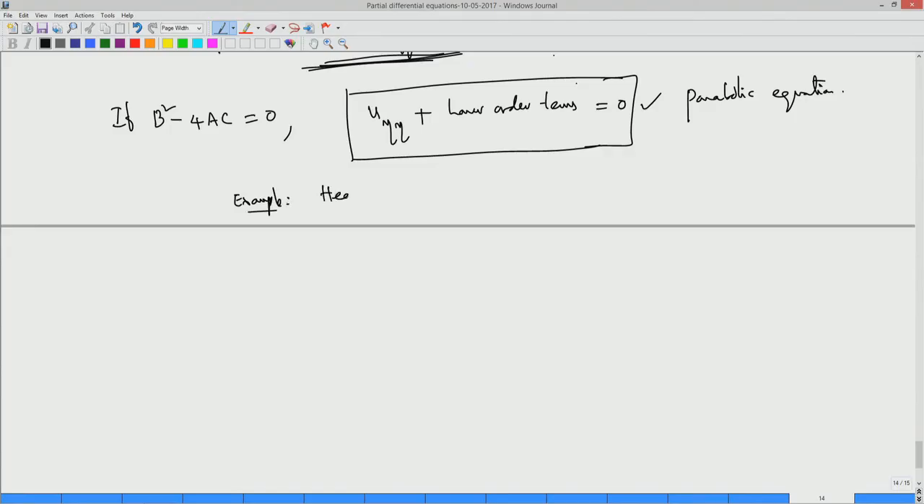So, what is the heat equation? The heat equation is the temperature distribution, which involves the time derivative. So, you have time involved here, u is a function of x and t, x is the spatial variable. Basically, if you consider a rod of finite length or infinite length, this is one dimensional. So, x is the only spatial variable.